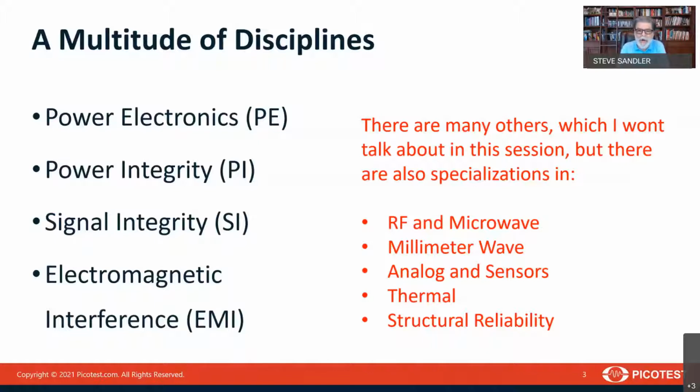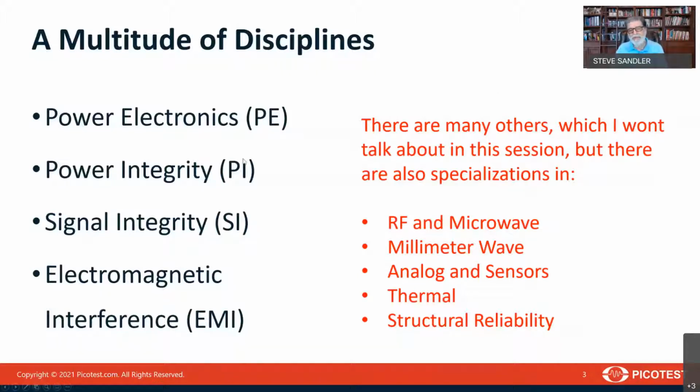And there's also other disciplines. There's RF and microwave, right? So in your cell phone, you have Bluetooth and you have Wi-Fi and near field. There's millimeter wave stuff. That's the new 112 gigabits and 5G. IoT, there's a lot of analog and low-level sensors. And of course, there are other disciplines like thermal design and structural reliability.